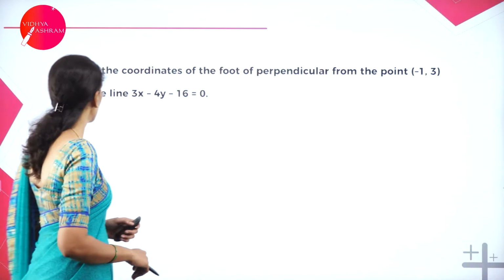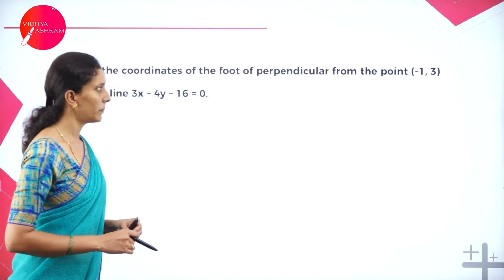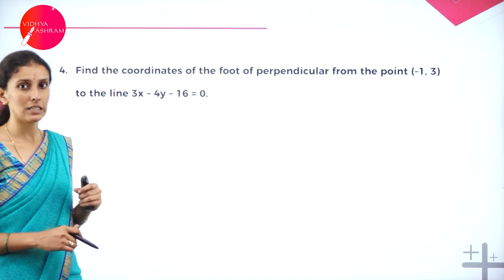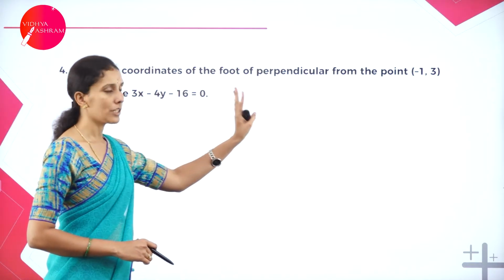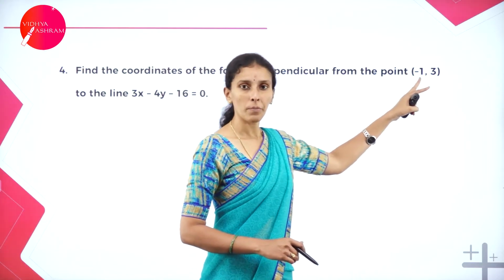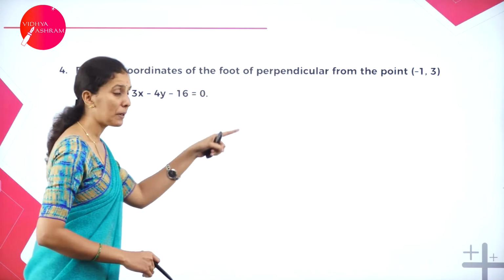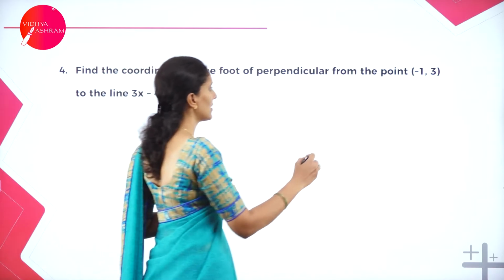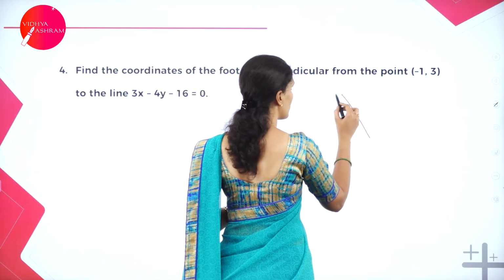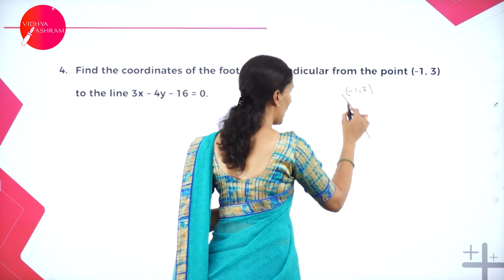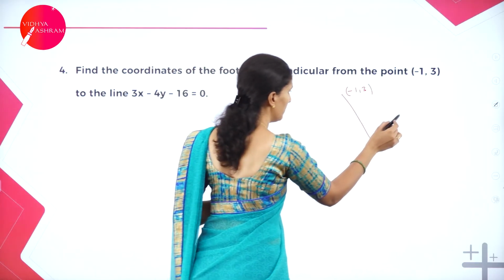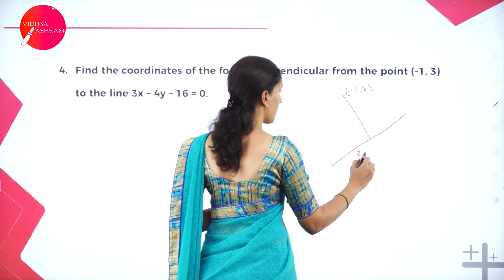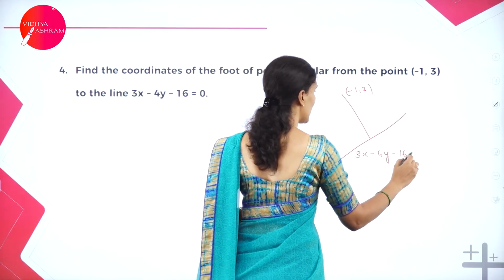So next question. Find the coordinates of the foot of the perpendicular from the point minus 1 comma 3 to the line 3x minus 4y minus 16 is equal to 0. So we have a straight line which is passing through the point minus 1 comma 3 and it is perpendicular to the line 3x minus 4y minus 16 is equal to 0. So let us take one rough diagram. So here is this point minus 1 comma 3. A line is passing through that point and it is perpendicular to one more line. That line is 3x minus 4y minus 16 is equal to 0.